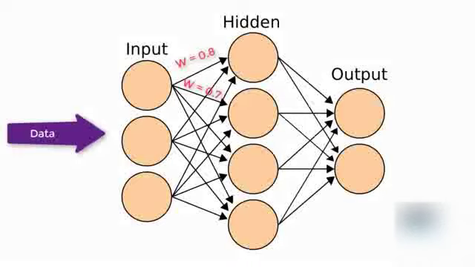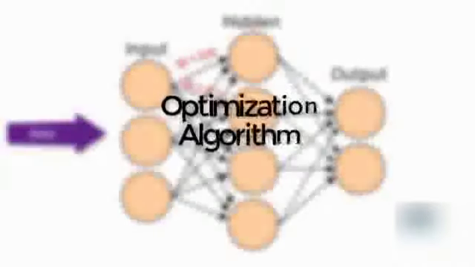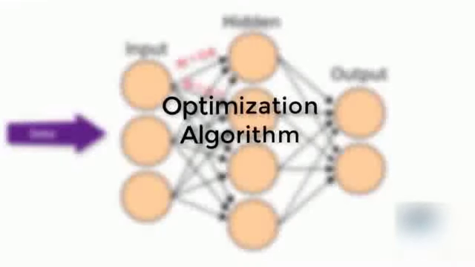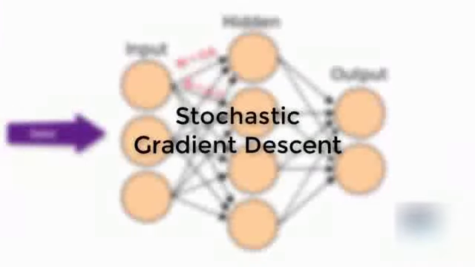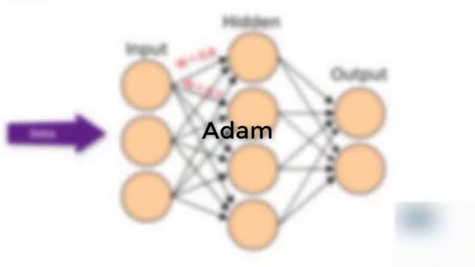Each connection between nodes has an arbitrary weight assigned to it. During training, these weights are iteratively updated and moved towards their optimal values. The weights are optimized using what we call an optimization algorithm. The optimization process depends on the chosen optimization algorithm. We also use the term optimizer to refer to the chosen algorithm. The most widely known optimizer is called stochastic gradient descent, or more simply SGD. There is one more known as Adam.